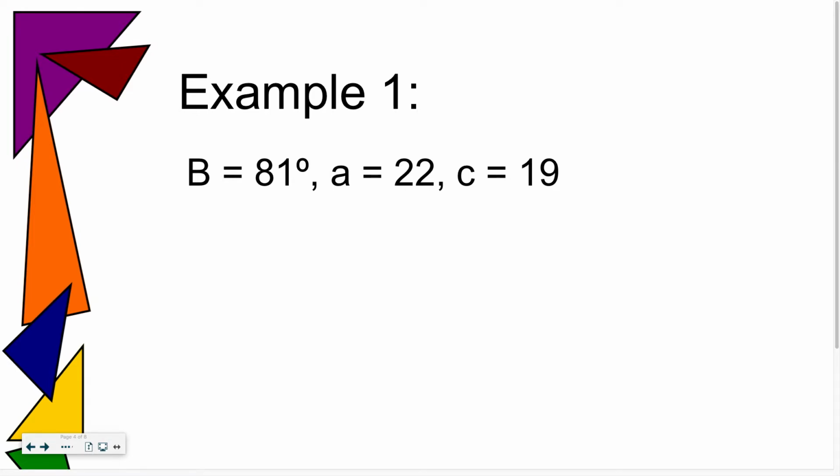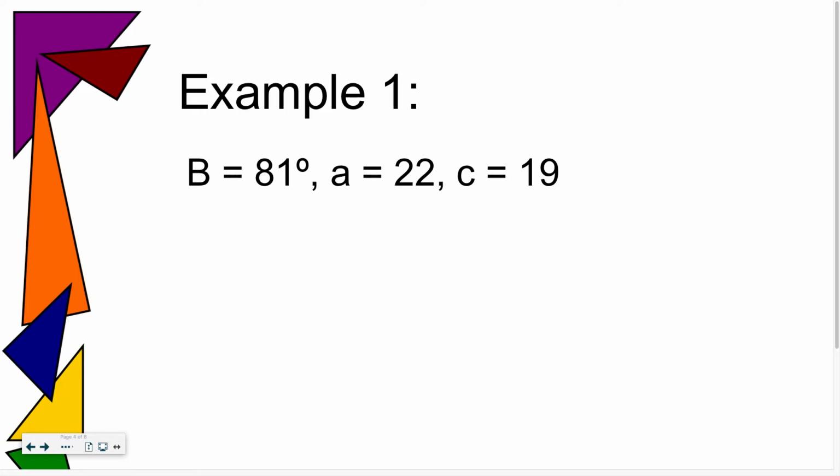Okay, so suppose we know angle B is 81 degrees, side A is 22, and side C is 19. Imagine this is your quiz on Thursday. All the triangle problems are just going to be mixed together. Law of sines, law of cosines, ambiguous case, side, side, side, whatever they may be. And some people have the big question of, how do I know when to use which formula? Well, just looking at these three things, I know I can't start with law of sines. I know angle B, but I don't know side B. And there's no other way for me to find another angle.